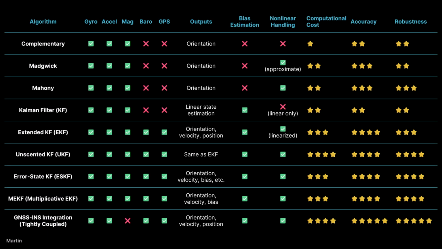In addition to the sensor fusion algorithms we have demonstrated, there are several other filtering methods available, each with its own strengths and application scenarios. This table summarizes these additional filters, outlining their inputs, outputs, and key characteristics to help guide the selection of the most suitable algorithm for your system.